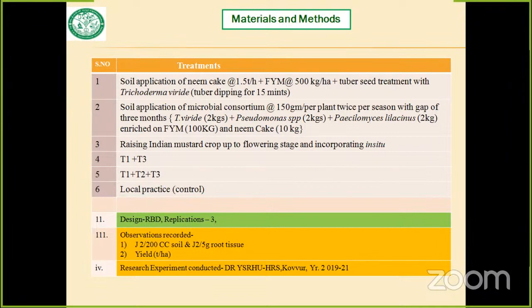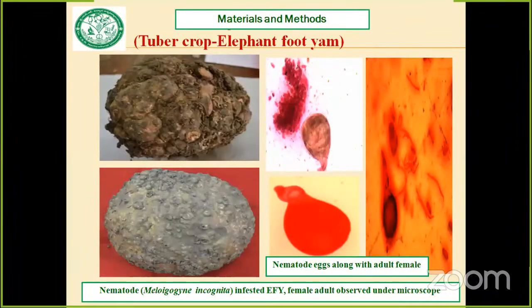The third was only raising an Indian mustard crop, as the literature says mustard is a repellent crop for nematodes. Another two treatments mixed the cultural management with the other one, the microbial consortium. And the local practice is where farmers plant the tuber crop straight away, as and when they buy it from other farmers, either from West Bengal, Tamil Nadu or Kerala. This is an external view of how the nematodes affect elephant foot yam, showing the gall, which is unknown to most farmers.